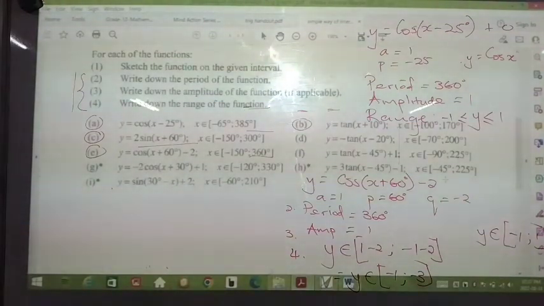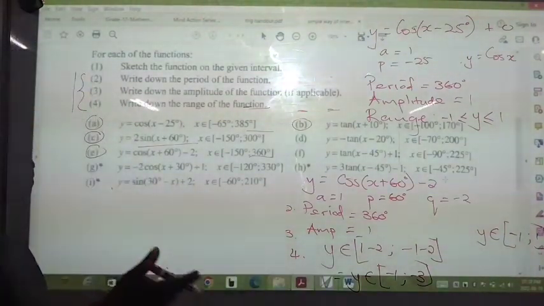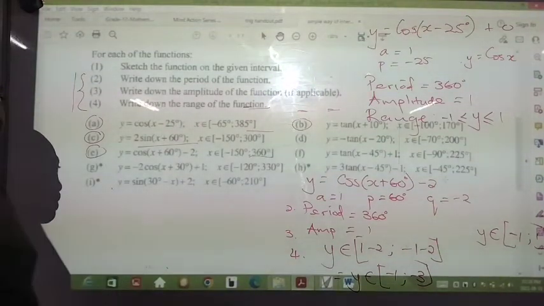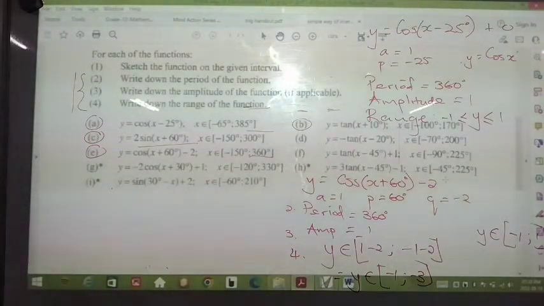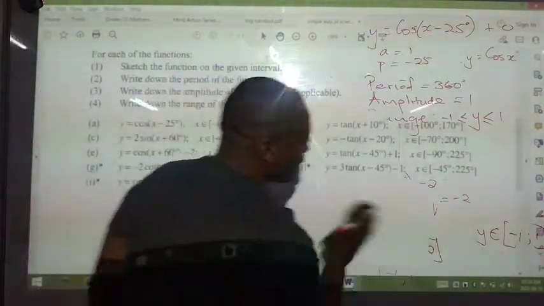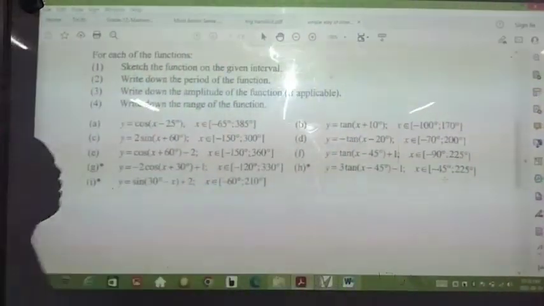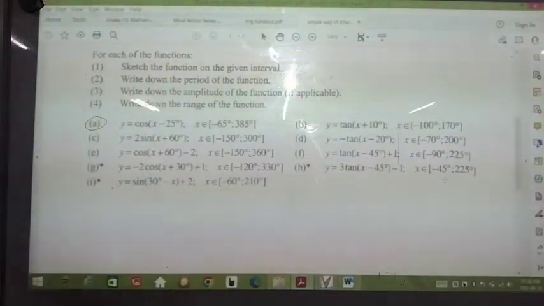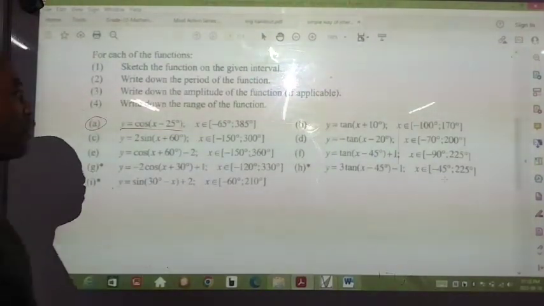Alright, so we are saying here, before you even draw the graph, you must be knowing some of this information. And then drawing the graph is just an icing on the cake. Now let's go on now to sketching of these graphs, which may be a problem to some of us. Let's take A. Now we need to understand the transformation from the basic graph.